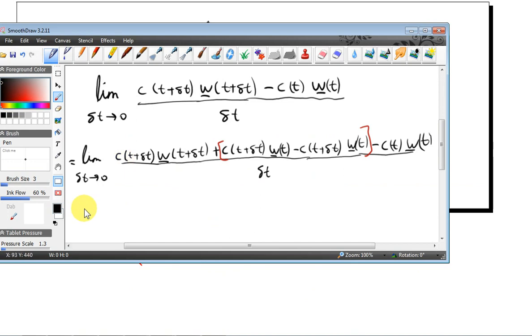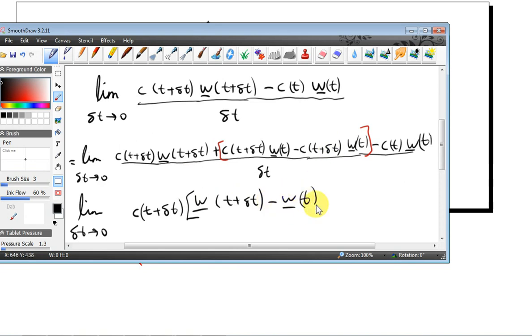We can do some arranging then. We can take c at t plus delta t out, and then we have w or omega at t plus delta t minus omega at t here. So you can see where this is leading, and that's these two terms dealt with, and then what we're left with can involve taking omega out.